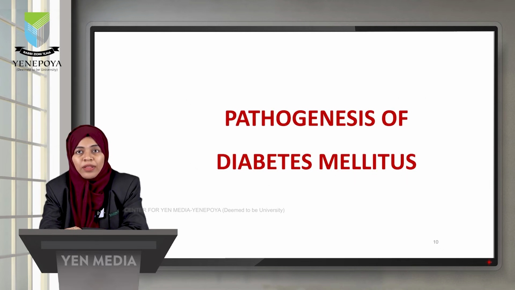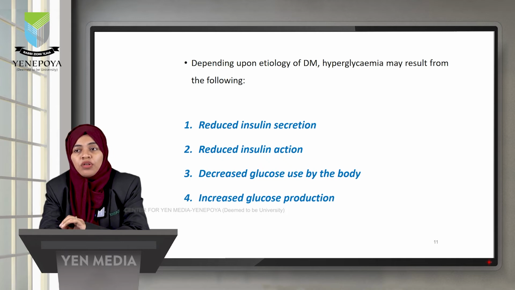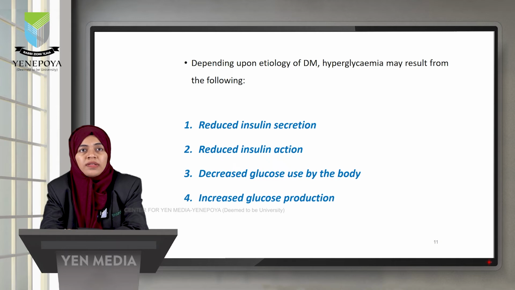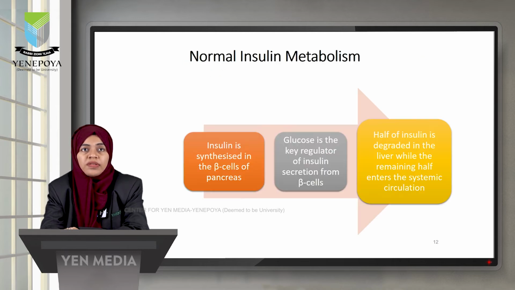Now we will come to the pathogenesis of diabetes mellitus. Depending upon the etiology of diabetes mellitus, hyperglycemia may result from the following reasons: reduced insulin secretion, reduced insulin action, decreased glucose use by the body, or increased glucose production.